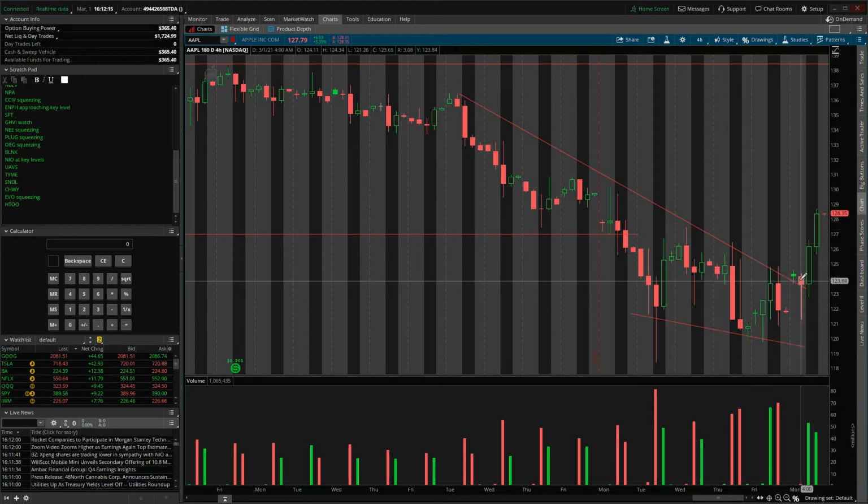This block right here, this is an open and close block. This is a high and low stick. So this open and close, the fact that it's closing above this resistance level is great. That is a bullish move.